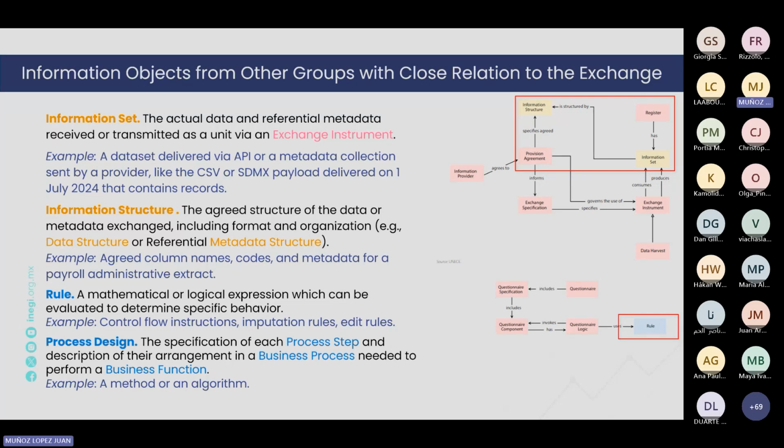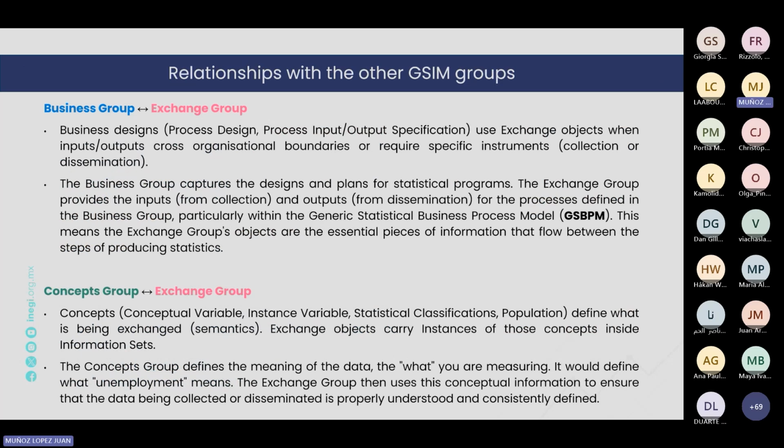A rule is a logical expression that defines behavior, like how data should be validated. And process design is like the overall plan for how a business process, like data collection, will be performed. So, as I say, the exchange group doesn't work alone.